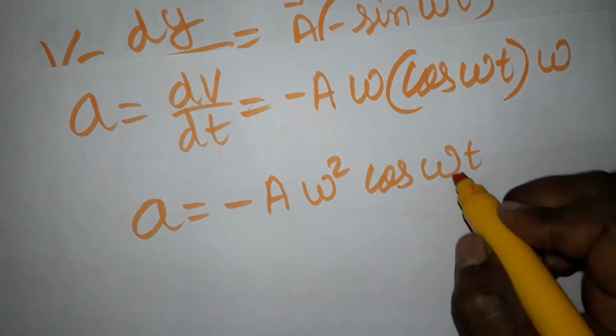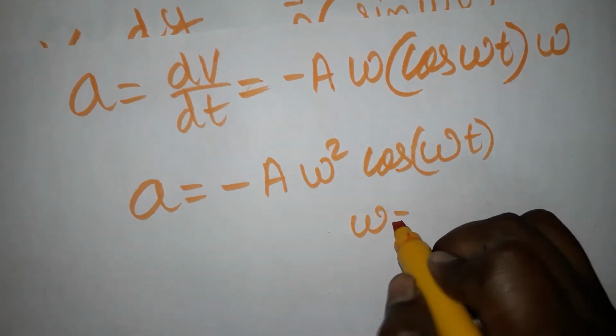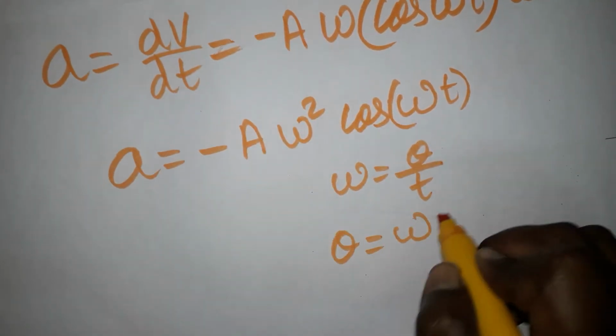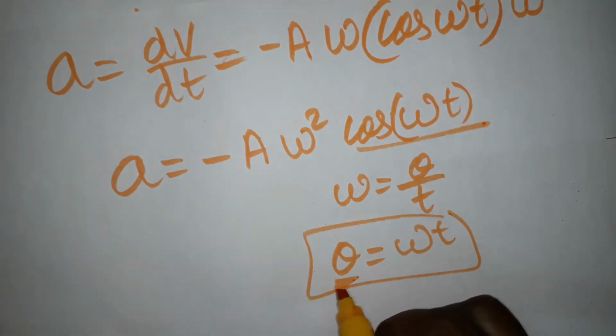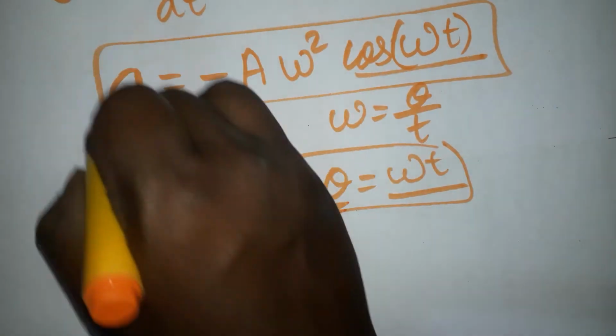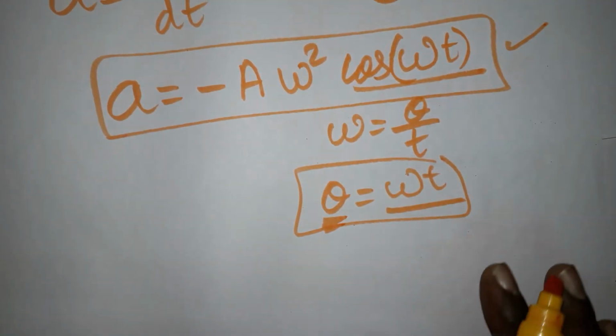You may have one question: why omega t? Omega is equal to displacement by time, theta by t. So theta is equal to omega t. Instead of writing theta, you can write omega t. So I got acceleration is equal to minus a omega square cos omega t. This is the equation I get for acceleration.